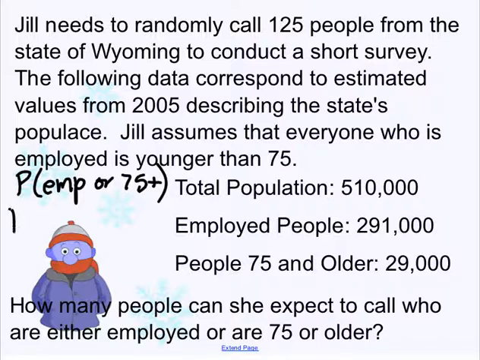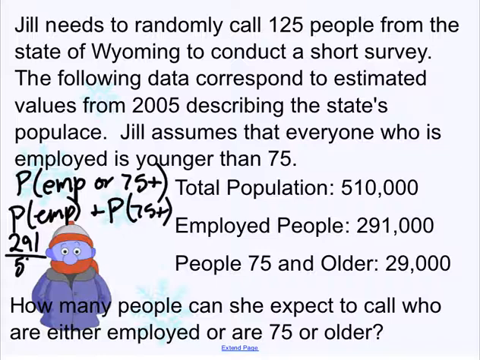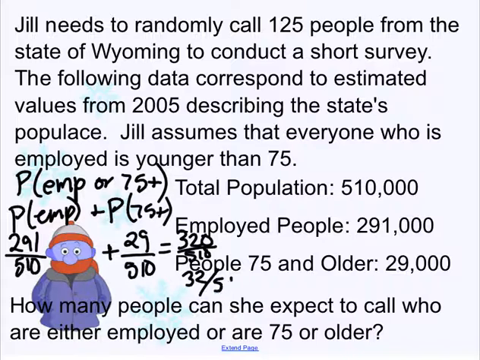So I just need to take the probability of employed people plus the probability of 75 plus. So those employed people, that's 291,000 out of 510,000. Took off a couple zeros. And I'm going to add 29 out of 510. Altogether, we get 320 out of 510, which reduces to 32 out of 51. Now that's the probability of getting a person that's either employed or 75 plus.